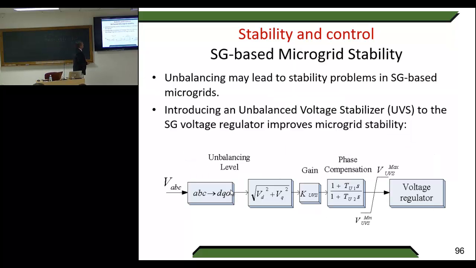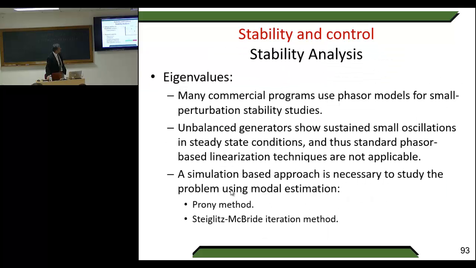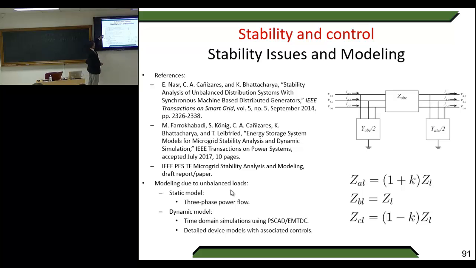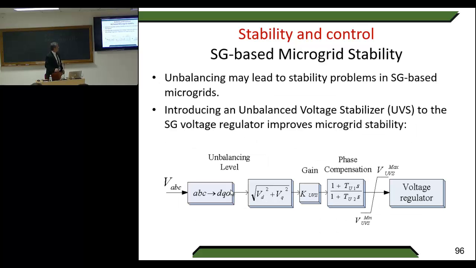Unbalancing may lead to stability problems in synchronous generator-based microgrid, and now I will show you some results from these papers. In fact, from the first one. This paper from 2014 is stability analysis of unbalanced distribution system with synchronous machine-based distributed generators. This is not with high penetration of converters. And for this, they study, and this is like the super summary of the paper, the situation, and you have here the control scheme, like the unbalancing level that you can control with this factor K, the gain, phase compensation, and the voltage regulation. And the idea is introducing an unbalanced voltage stabilizer to the synchronous generator voltage regulator to improve the microgrid stability. This is the challenge of this paper.